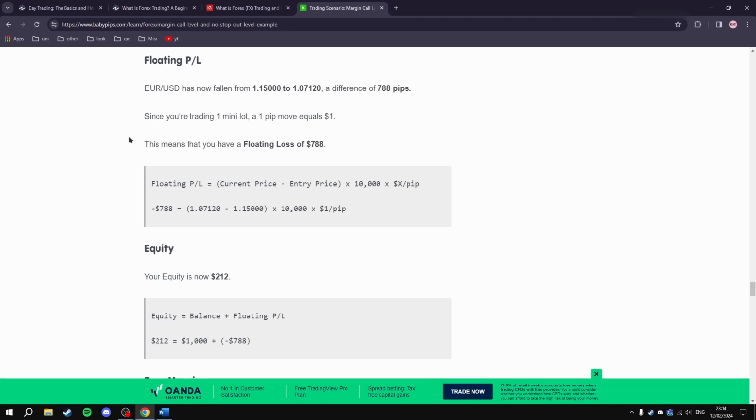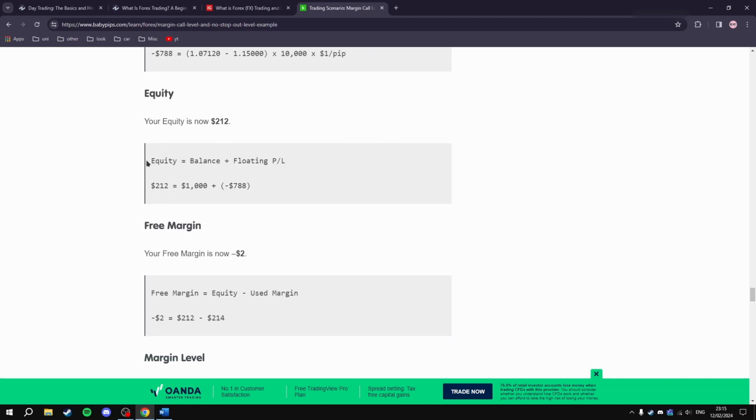Floating profit loss. The EURUSD has now fallen from 1.15 to 1.07120, a difference of 788 pips. Since you're trading one mini lot, 1 pip move equals $1. This means that you have a floating loss of $788. Because floating profit loss is equal to current price minus entry price times 10,000 times the price per pip. So 1.07120 minus 1.15 times 10,000 times $1 per pip gives you minus $788.